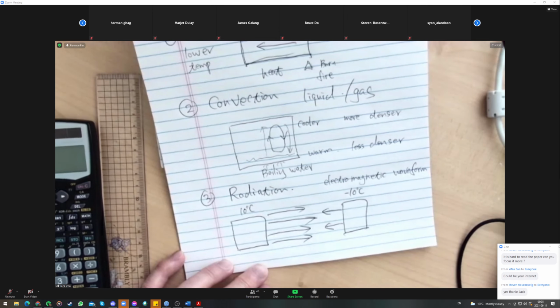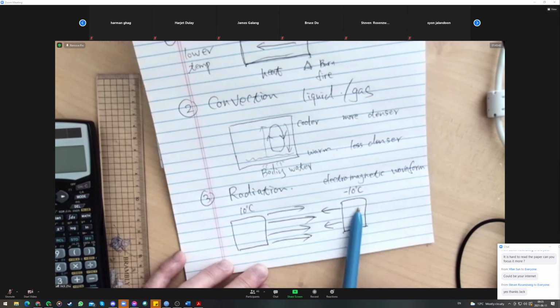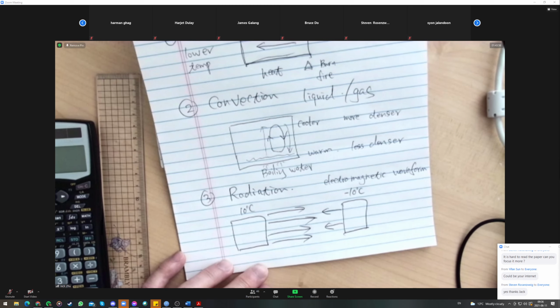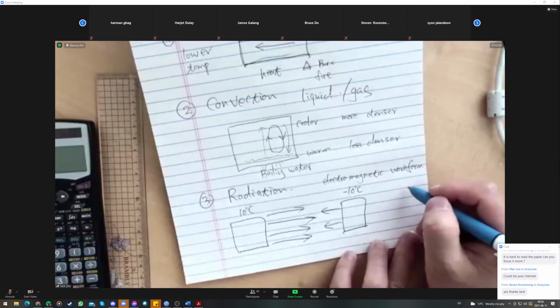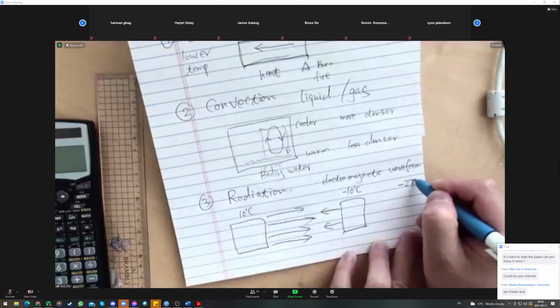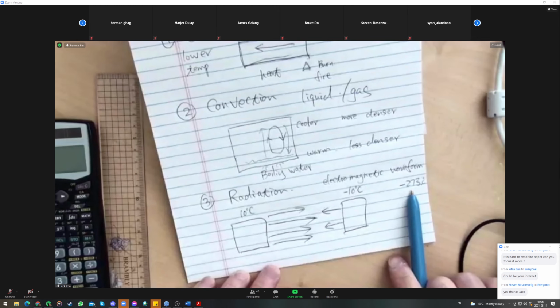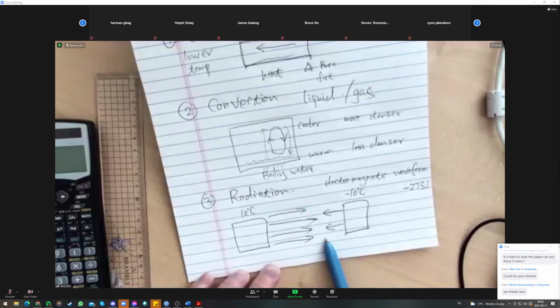So the higher temperature one will always radiate more heat energy. The lower temperature one will radiate less heat energy. But any subject or object, as long as they are above absolute 0 degrees, the absolute 0 degree is negative 273 point some degrees. So as long as you're above that, they always radiate heat energy.